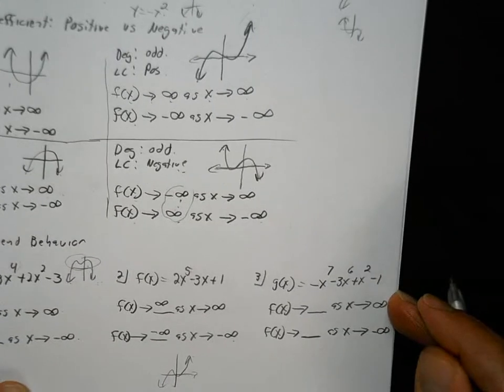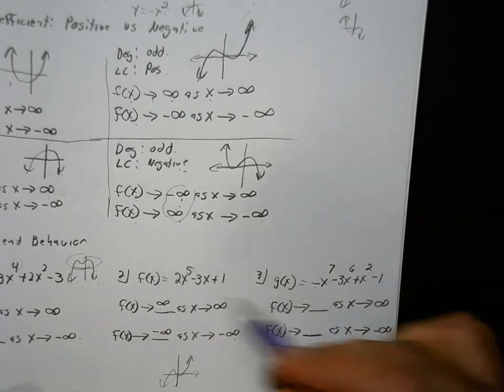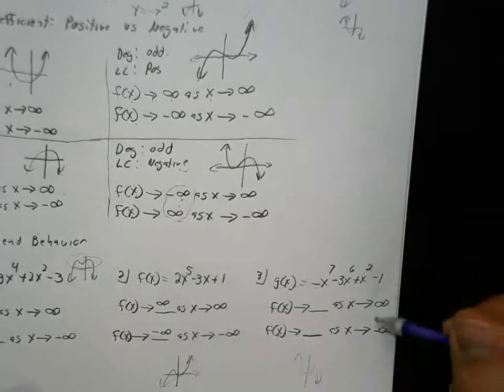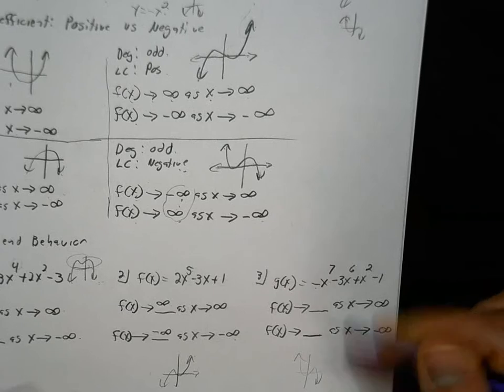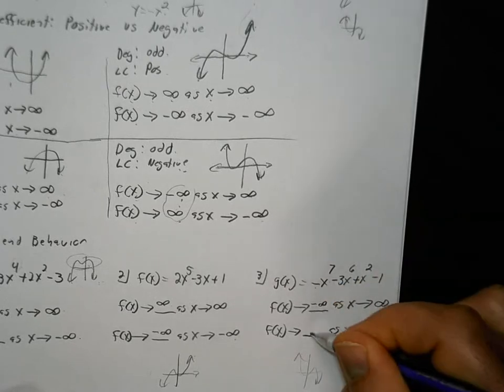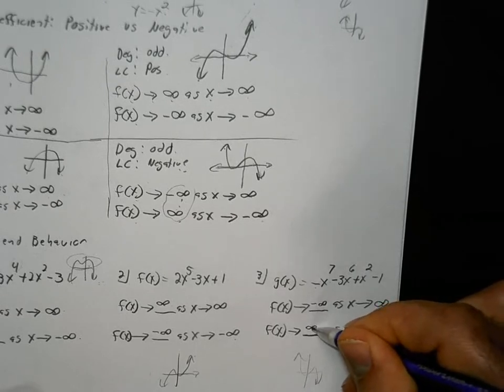Okay. This one we have an odd with a negative. So that's the same as this one, only the graph gets flipped. So it looks something like that. So as x approaches infinity, my graph is going towards negative infinity. And on this one, as x approaches negative infinity, my function approaches infinity.